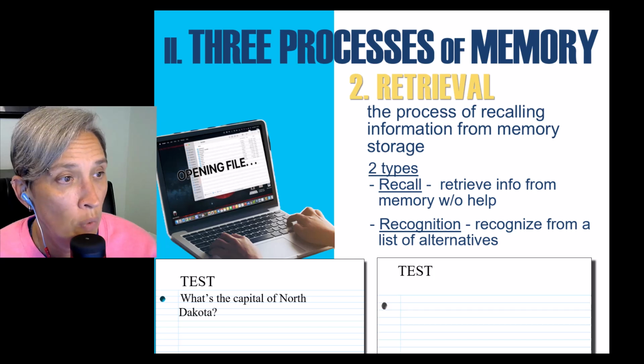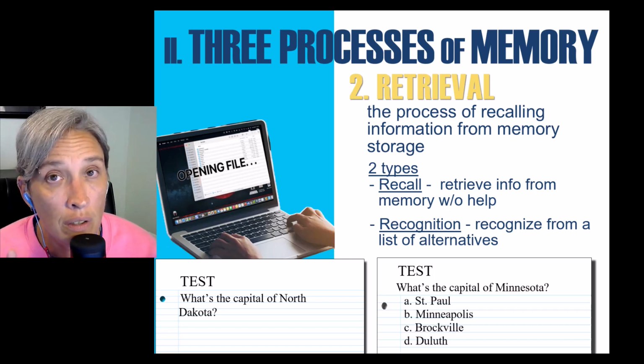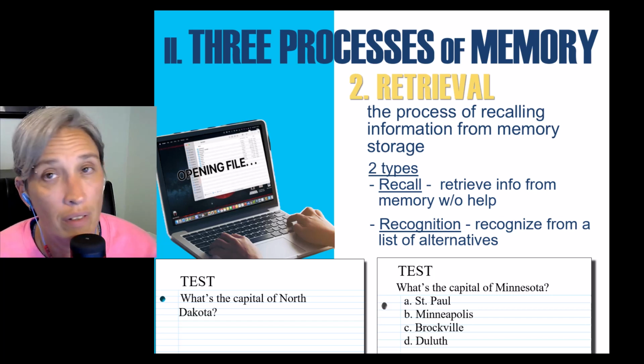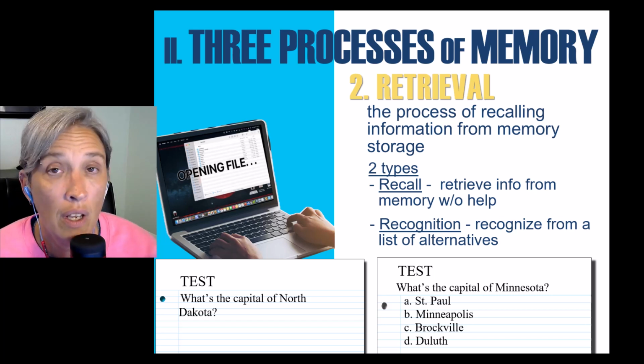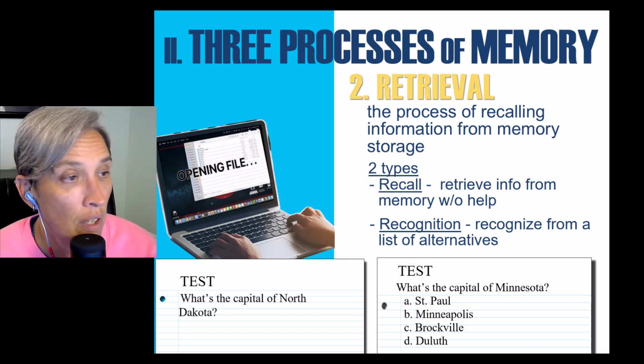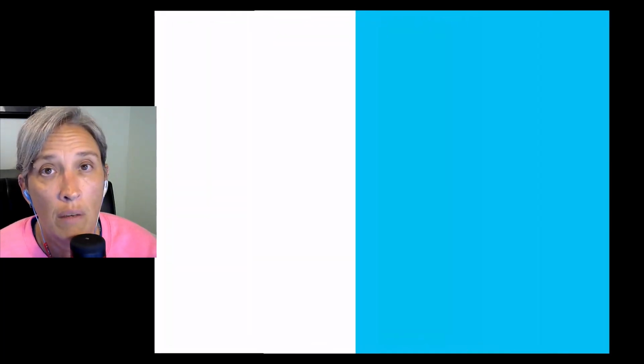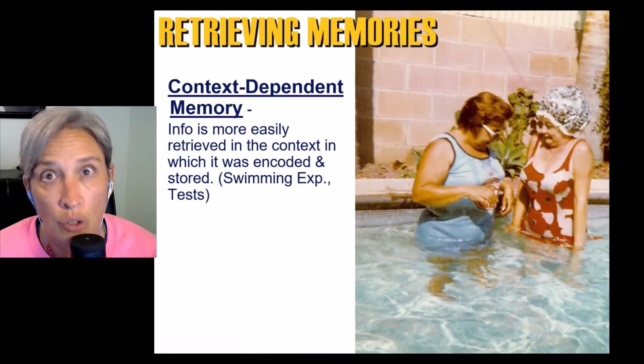Recognition is when we have a multiple choice bank. So what's the capital of Minnesota? A little bit less challenging because we have a list of choices. And so that gives us recognition from a list of alternatives. You like the recognition better than you like the recall. Am I right? Because you have something, a backdrop.